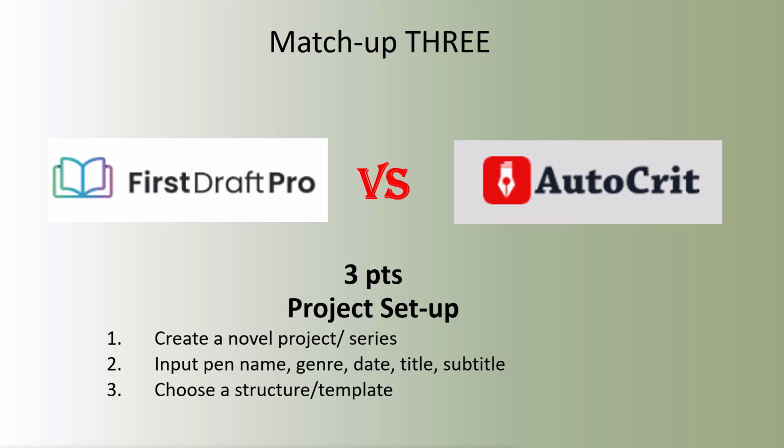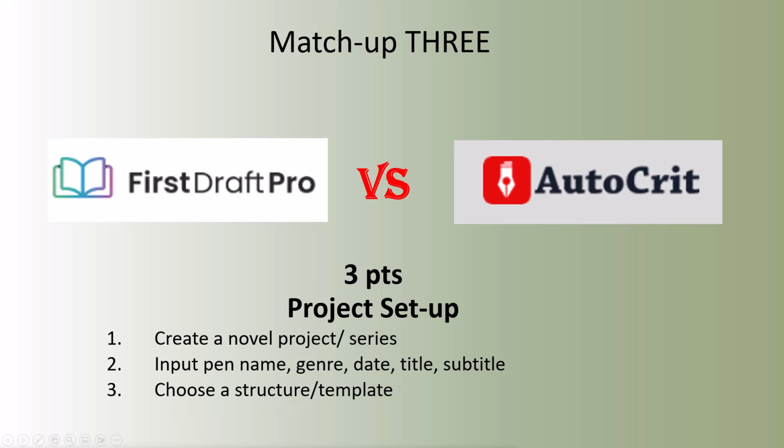So they're getting a point for being able to set up a novel and a point for being able to set up a series folder. They're getting nothing for the name, genre, title, or subtitle part of it, because there was no actual place for any of this on the second line. The only thing we haven't looked at yet is this choose a structure template.